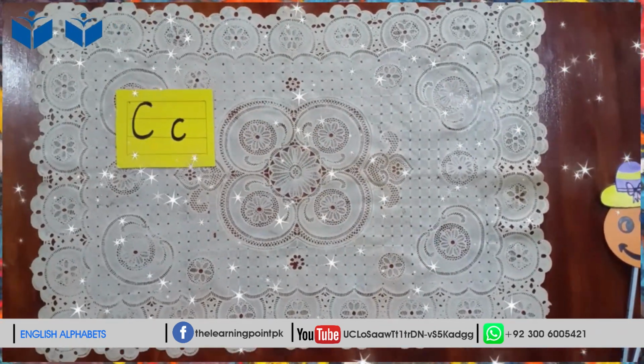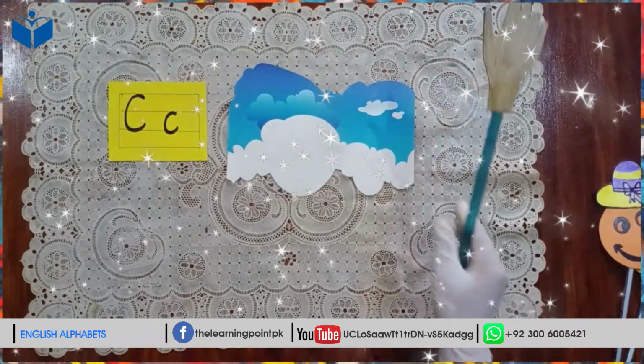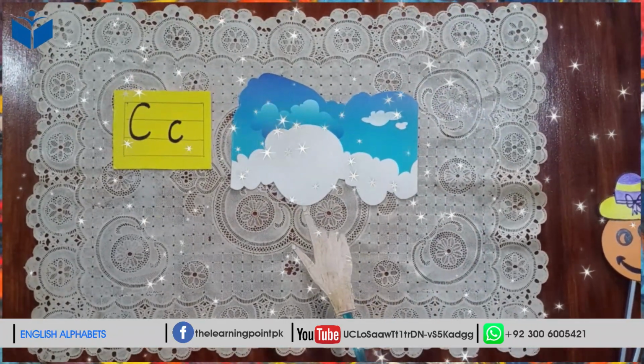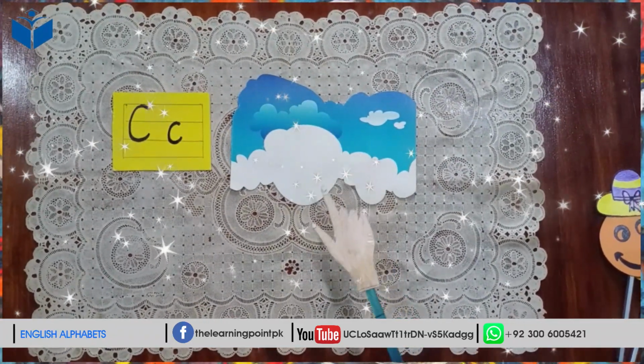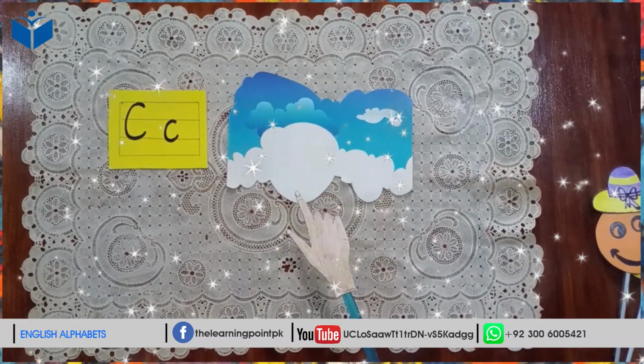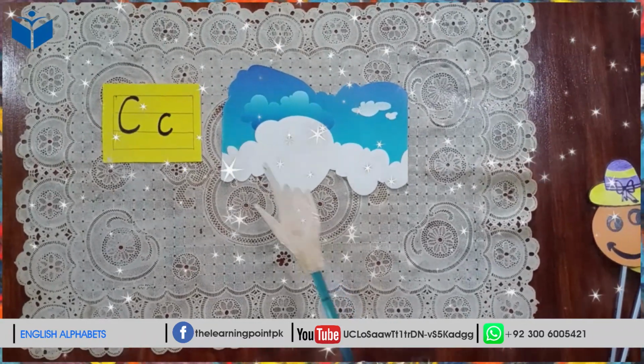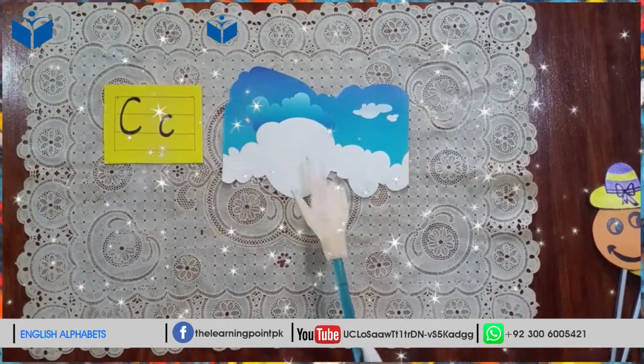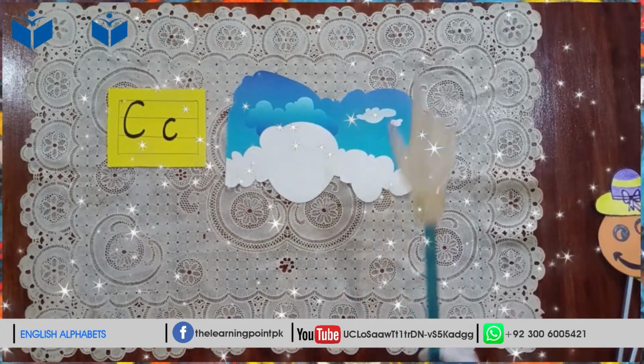Next one is, look at this. These are clouds. Blue clouds, white clouds. Clouds begins with phonic k, k, clouds, k, clouds.